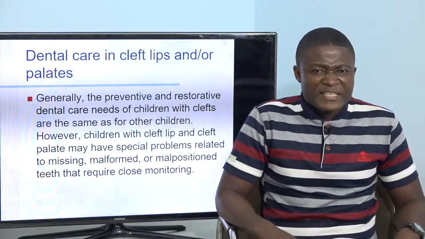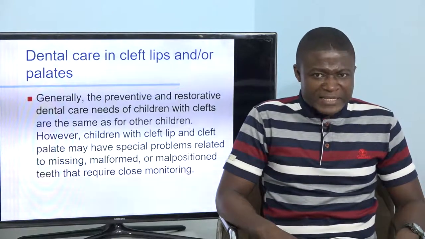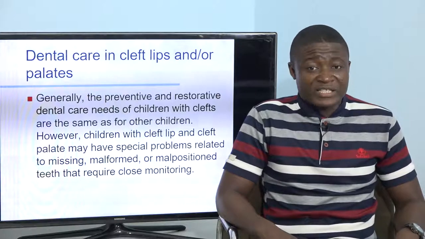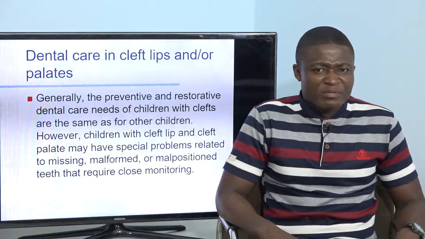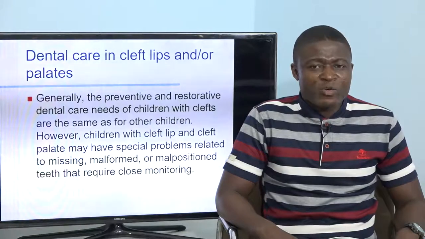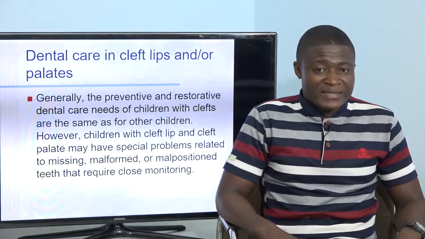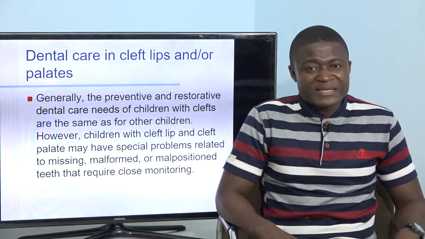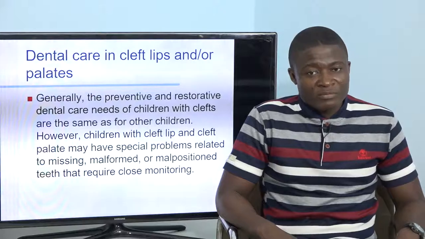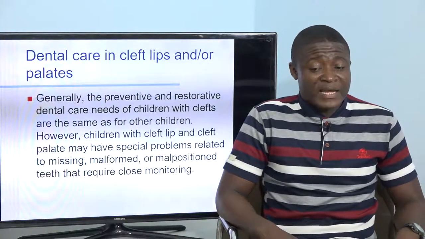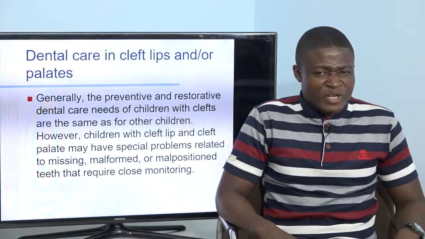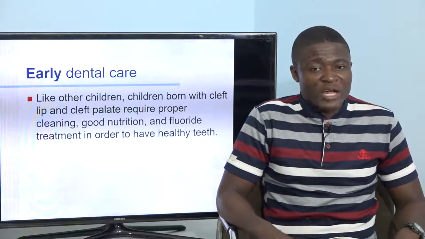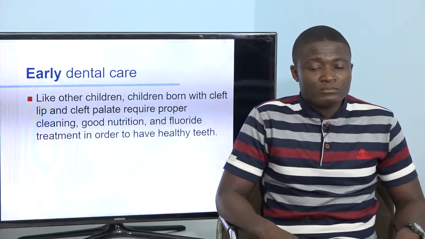Generally, the preventive and restorative dental care needs of children with clefts are the same as for other children. However, children with cleft lip and cleft palate may have special problems related to missing, malformed, or malpositioned teeth, and that require close monitoring. What I'm saying is, the care of the mouth and the teeth of a child who suffers from cleft lip or palate is not different from the care that is given to those who have no such problems. But then, because of the malformations, you need to tread cautiously in order not to cause more problems for the child.